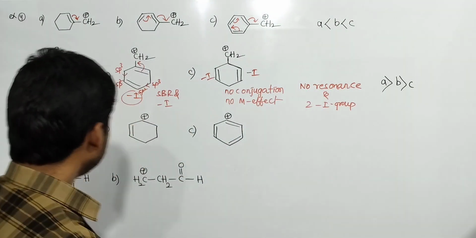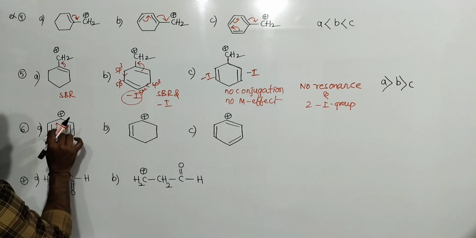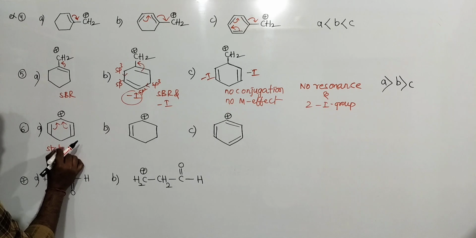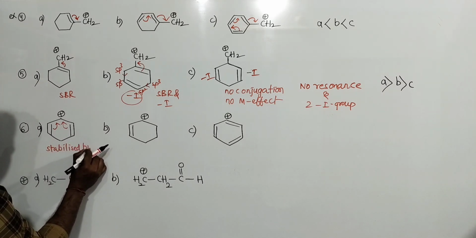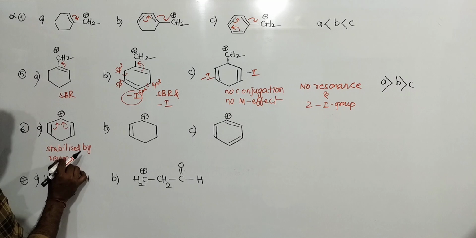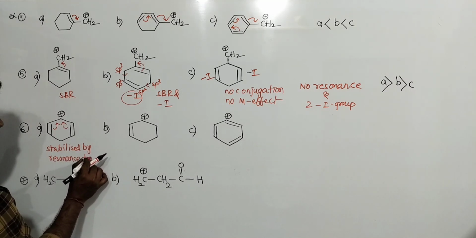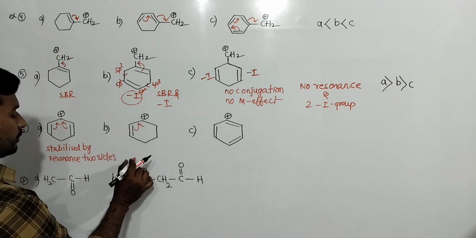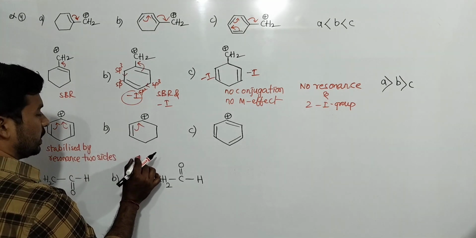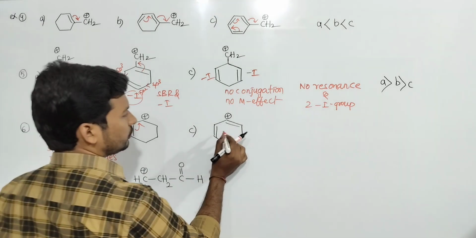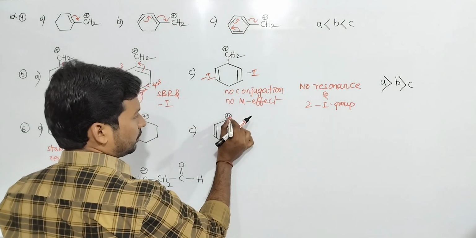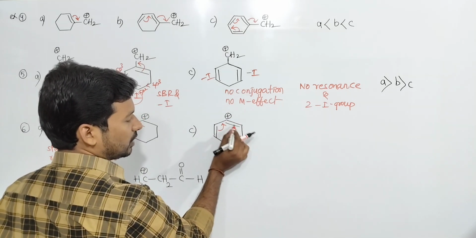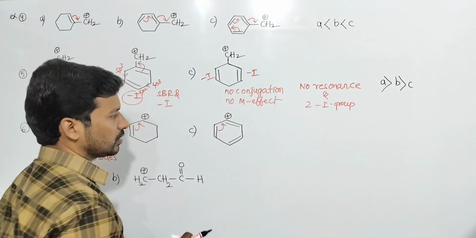Next, here. So, stabilized by resonance from two sides. Stabilized by resonance from two sides. Stabilized by resonance on one side only. Here, this double bond, positive charge does not move towards it. This double bond cannot come here because a double bond is already there. Resonance not possible.